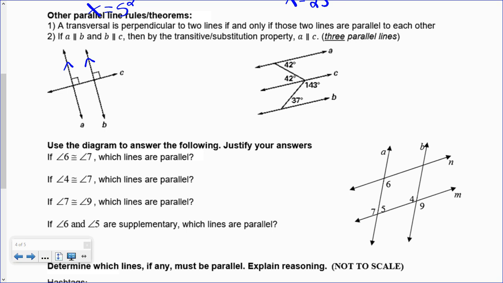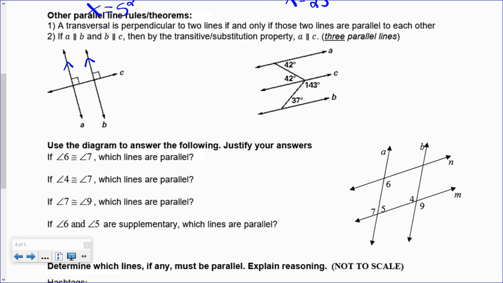Alright, what about these ones? This one says if A is parallel to B and B is parallel to C, then by the transitive or substitution property, A is parallel to C. This is when you guys have three lines. So I can go from here to here, and then here to here. I can also conclude that the first and last are parallel. By transitive, it's just like syllogism. P to Q, Q to R, therefore P to R. Just like the syllogism, you can use transitive for parallel as well.